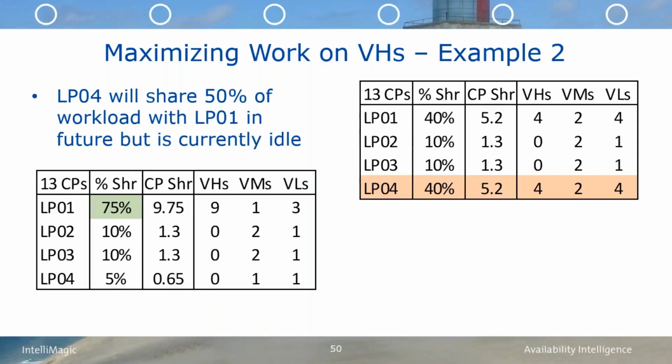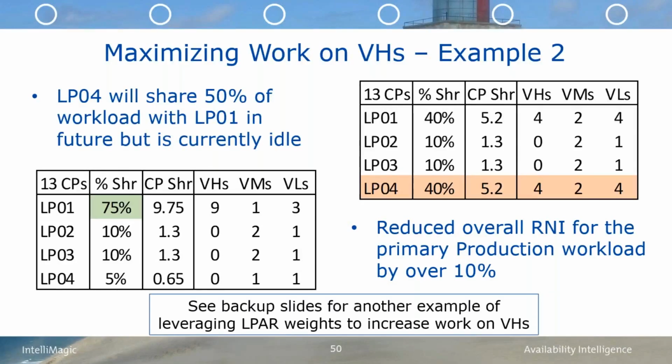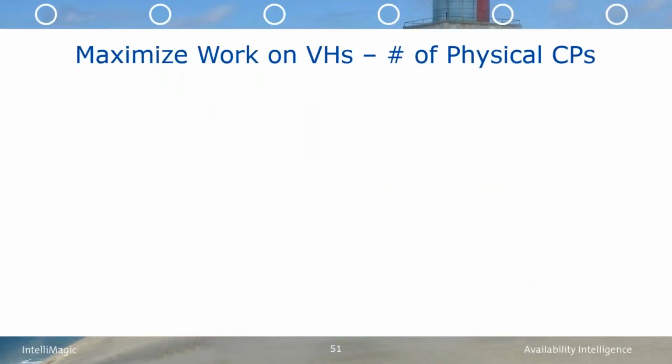After those LPAR weights were changed to reflect the current workload configuration, and now that the production LPAR could leverage 9 vertical highs instead of 4, the overall RNI for that production workload decreased by over 10%, which translates into a 6-figure annual reduction in MLC expense. Another example of changing LPAR weights to increase the number of vertical highs appears in the backup slides.